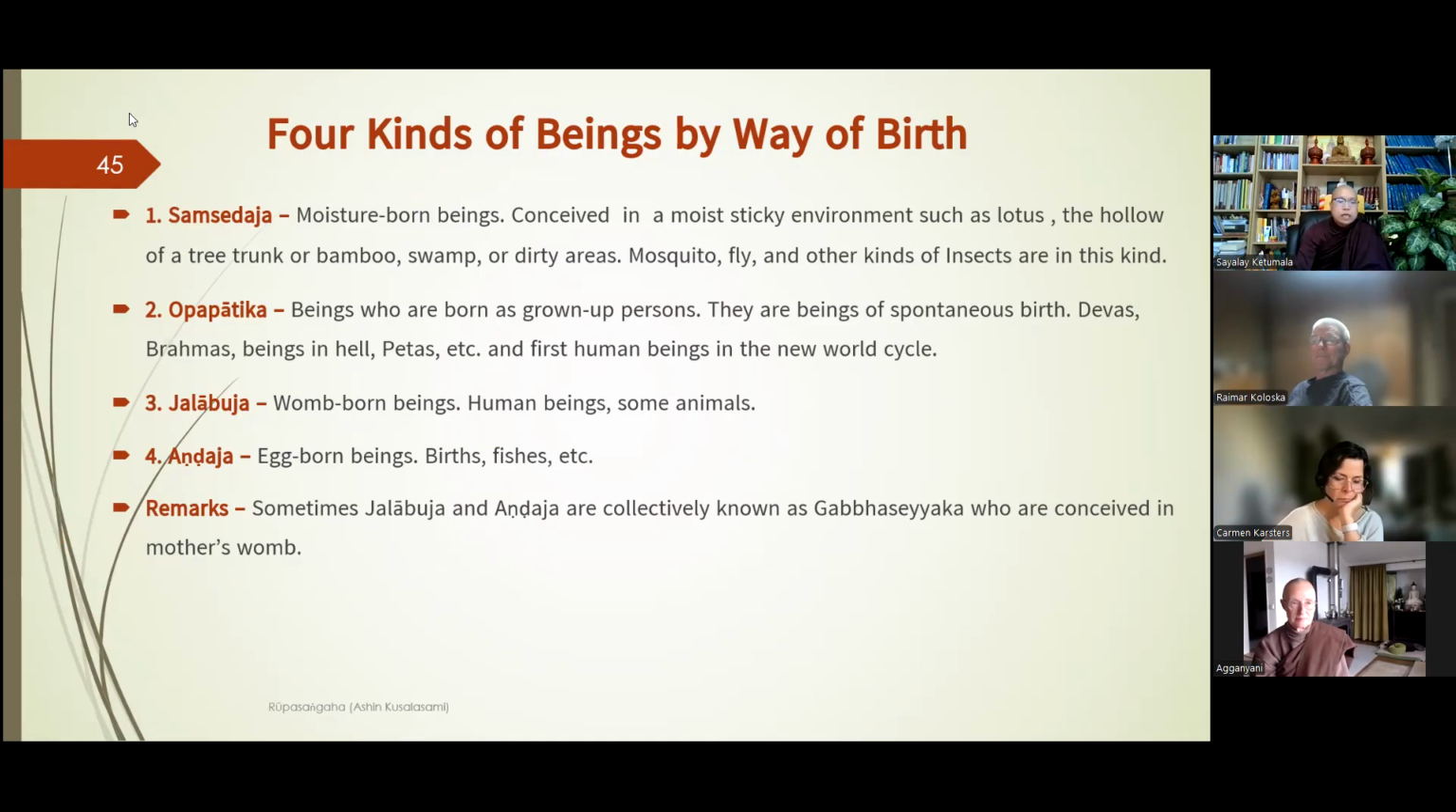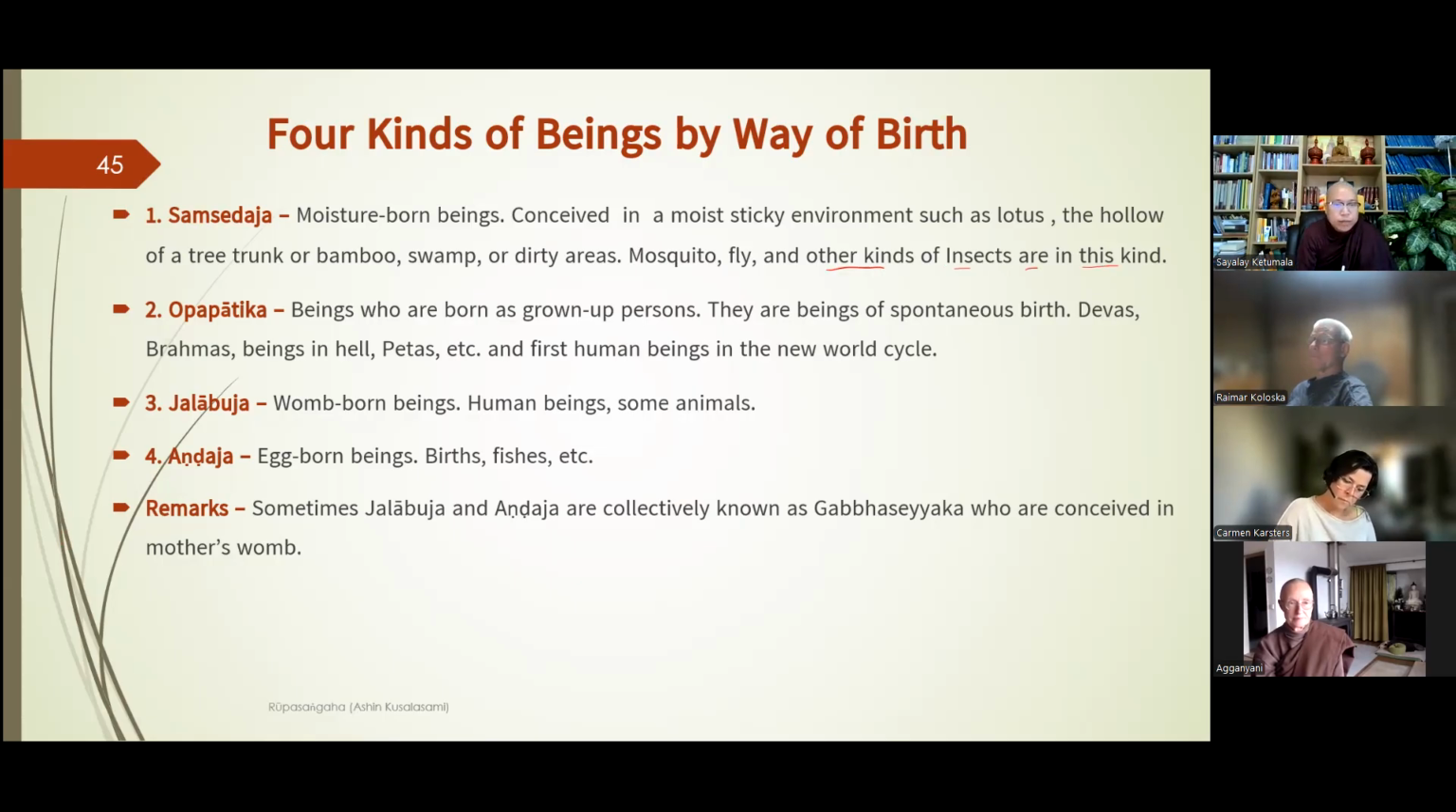So here in the Abhidhamma, there are four kinds of beings. The first is Sansiddhaja, moisture-born beings conceived in a moist, sticky environment, such as lotus, the hollow of a tree trunk or bamboo, swamp, or dirty areas. Mosquito, fly, and other kinds of insects are in this kind.